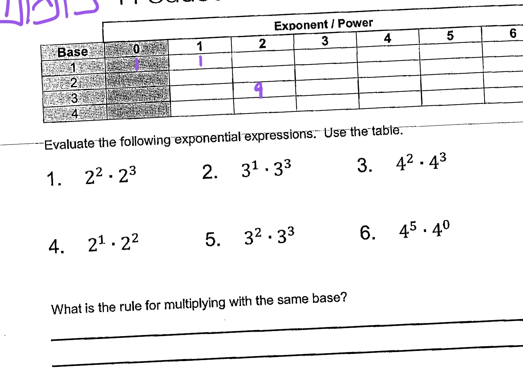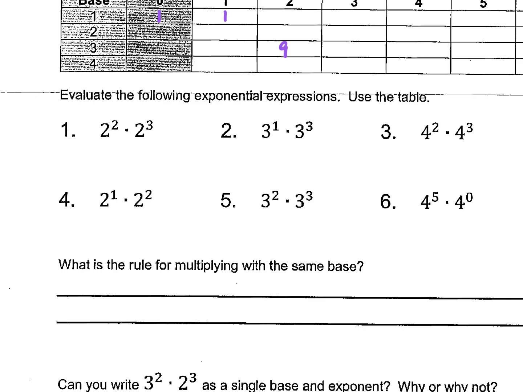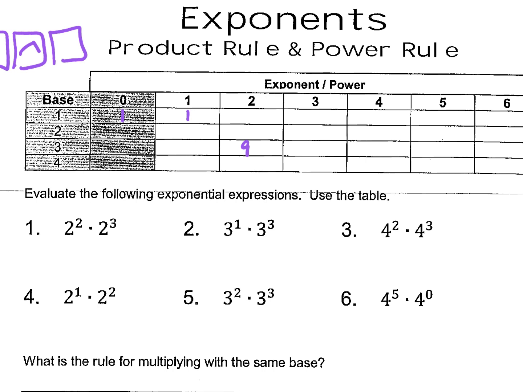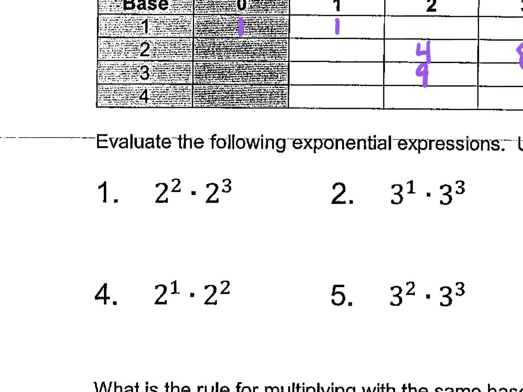All right, so we are going to look at evaluating these. Make sure you follow directions. So it does say use the table. So when you look at the table, 2 squared is 4. So 2 to the third power is 8. Okay, so since 2 squared is 4 times 2 to the third, which is 8, that gives me 32.